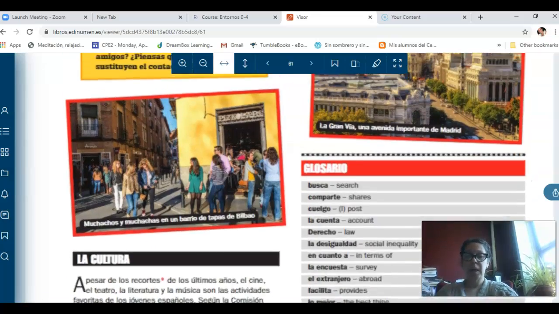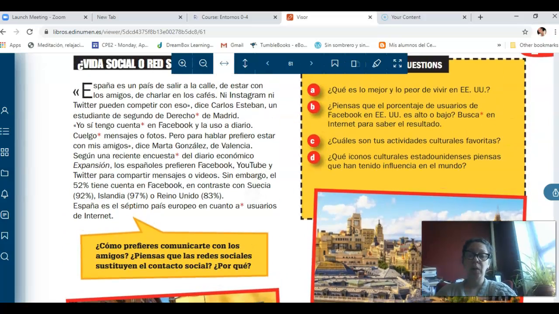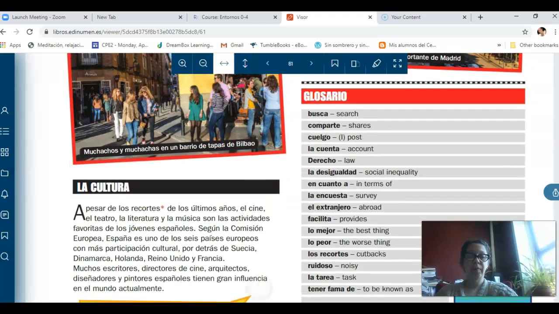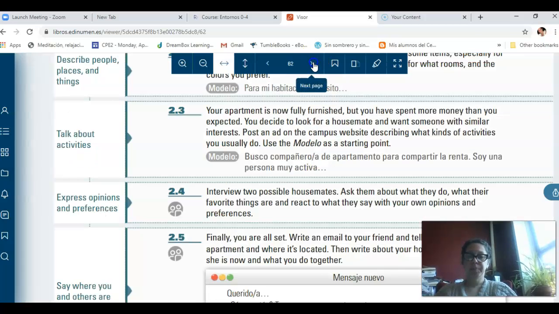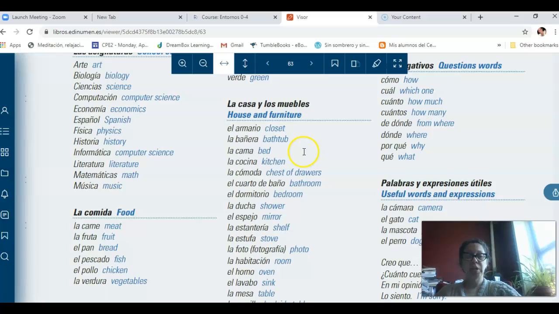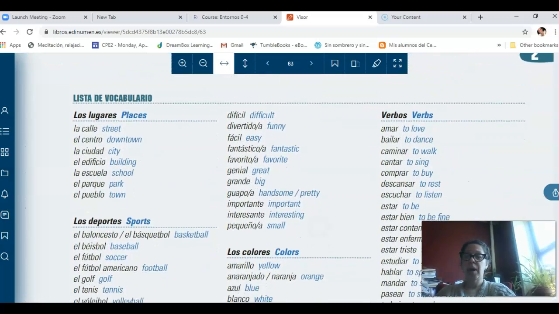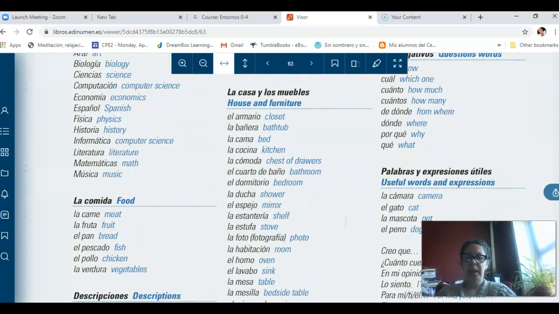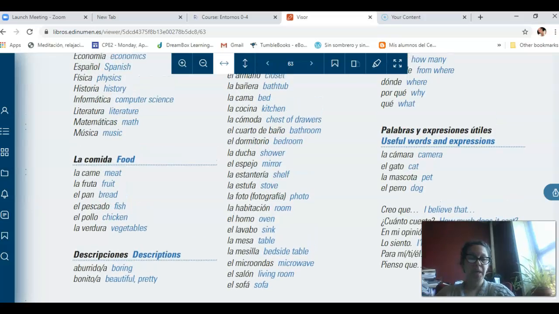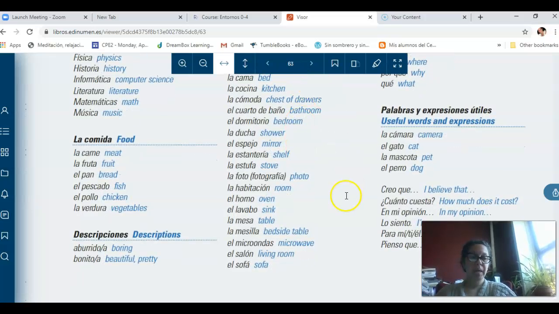Because you can read and decode, but there are some words that are going to be a little bit more challenging, and that's why then you have this list, okay? Perfecto. At the end of the chapter, here, página 63, you have the vocabulary with the meaning, okay? Bien.